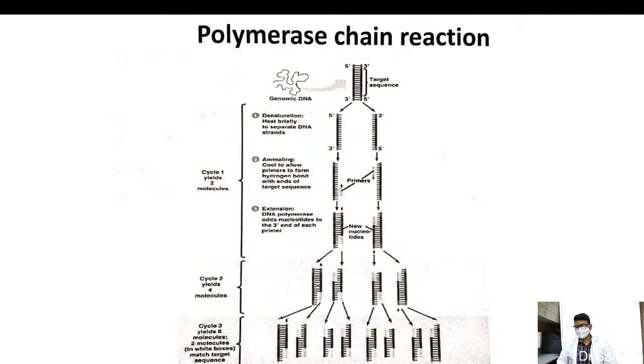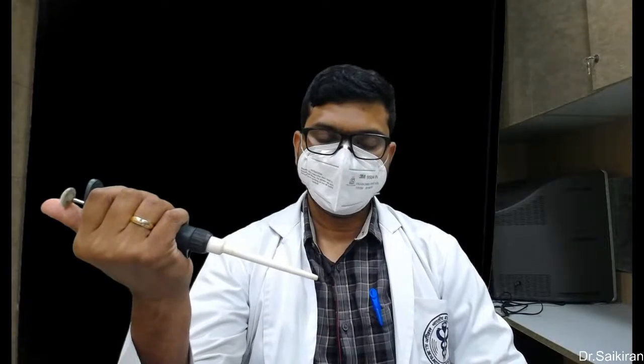So during this process, we are going to use many instruments. Here, this is the pipette. This is a very important instrument where we are going to handle this minute amount of all the samples or liquid, all the DNA that is extracted. All these are very minute quantities.